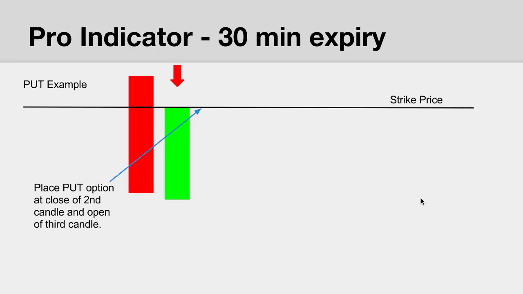For a put example, you'll see that a red arrow has formed, and we look at the previous candle to where that arrow is, and that's red. Then at the closing of where the arrow is, if that's green, we place our trade on the next candle. So we place the put option at the close of the second candle and the opening of the third candle, and that creates our strike price where we've got into the market.